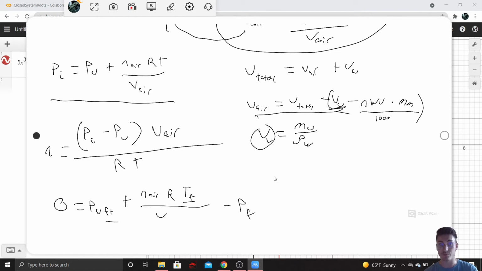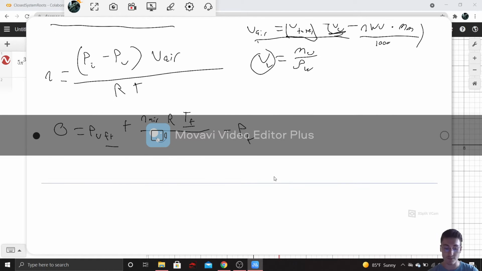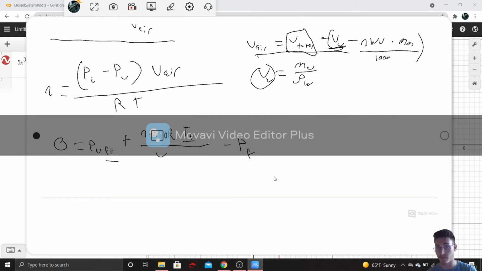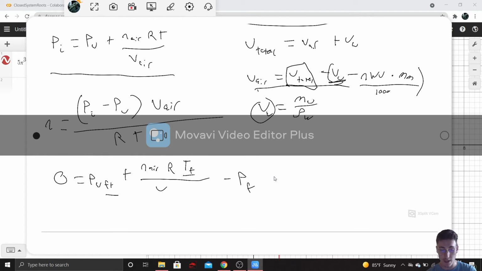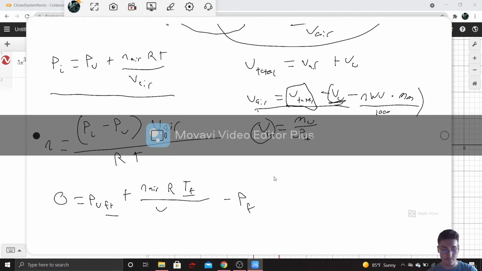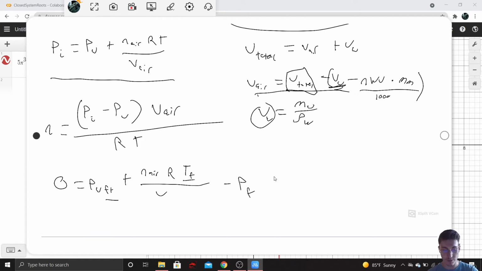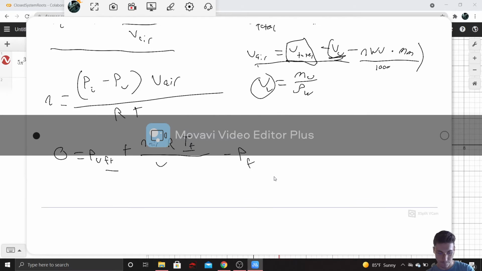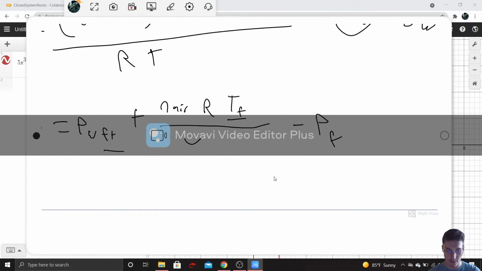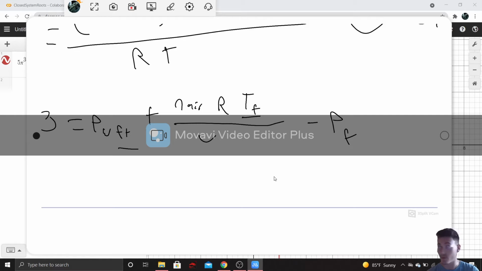But now we still don't know what V total is. So we're going to have to put a second equation into Python and find the root for V total as well as the root for the final temperature. If we plug this back into here, the number of moles with the partial pressure of water at the final temperature, plus all that, stays the same. What we have to change is this volume down here.